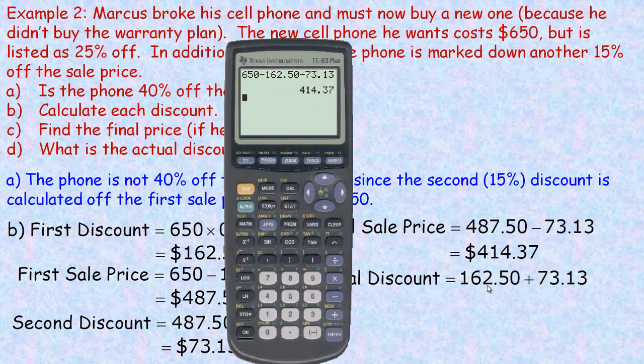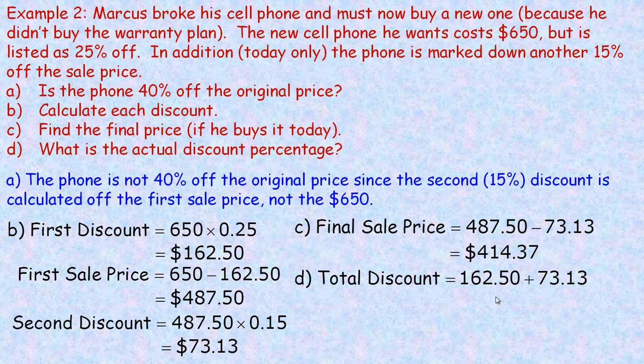So that's why I'm adding the $62.50, $162.50, and the $73.13. If you add $162.50 and $73.13, then that is the total discount, $235.63. So this is going to be $235.63.